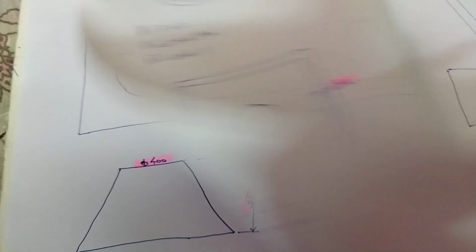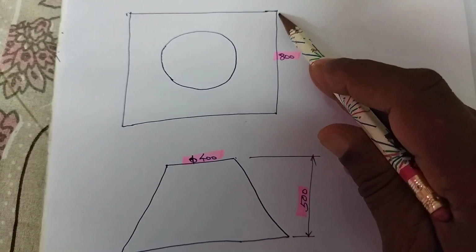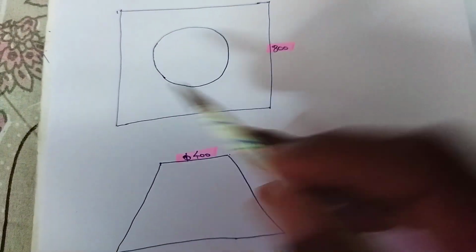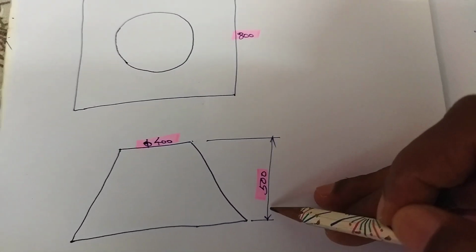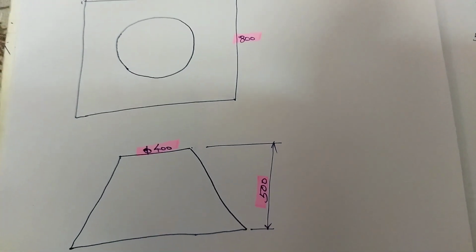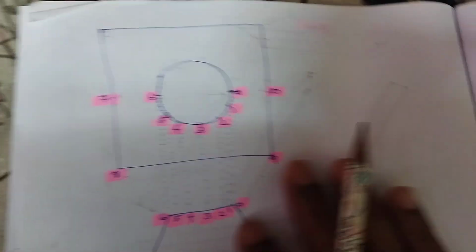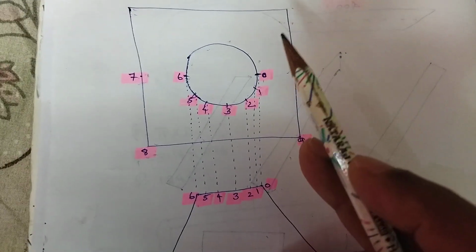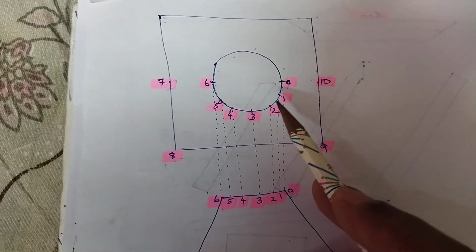We are going to make one square to round job. We are not considering thickness. The measurement of the square is 800 by 800, its diameter is 400, and its vertical height is 500. Remember these 3 measurements. With these 3 measurements, we are going to make the development. To make its development, we have to divide this round into some parts. For teaching you, I have divided it into 12 parts.